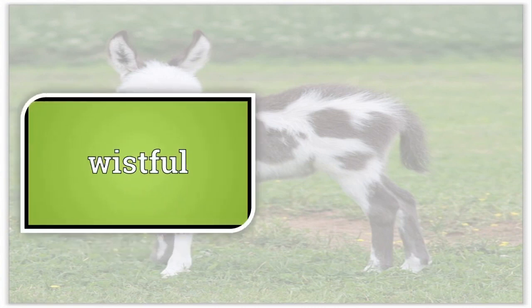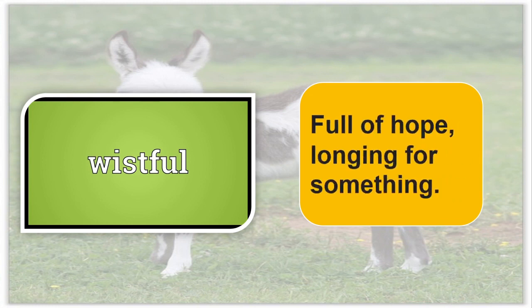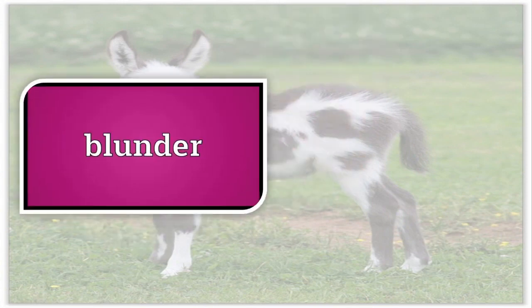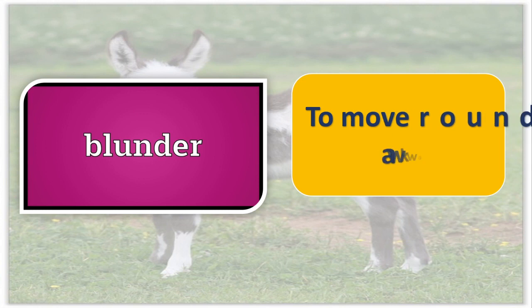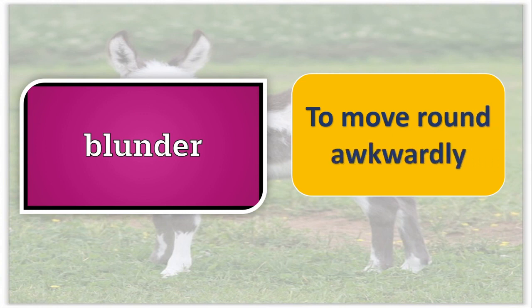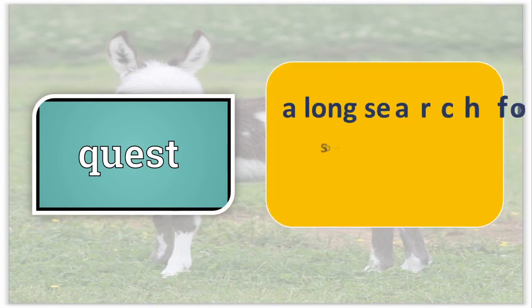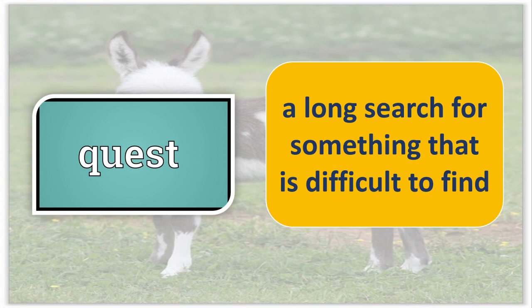First one here, wistful. What is the meaning of wistful? Here it is. His face was wistful. The meaning is his face was full of hope or longing for something. Okay. The next one is blunder. Blunder means to move around awkwardly, anyhow. Okay? To move anyhow. Quest. Quest means search. A long search for something that is difficult to find. Okay? We will move to the last stanza.